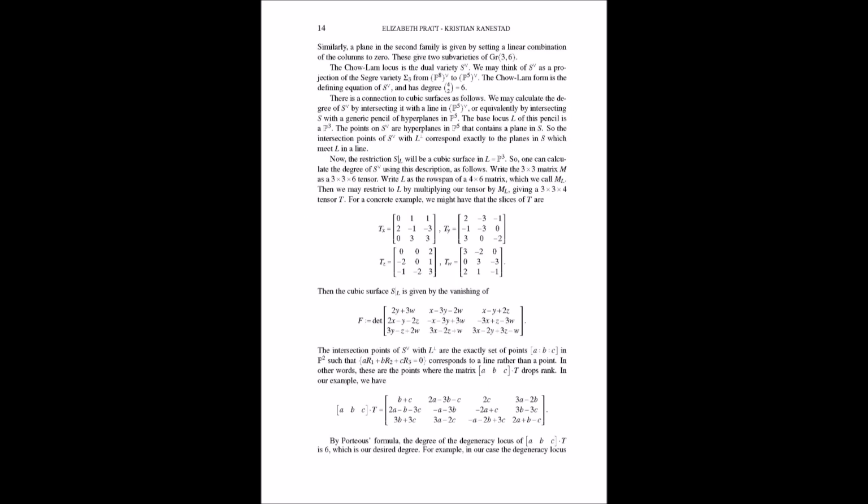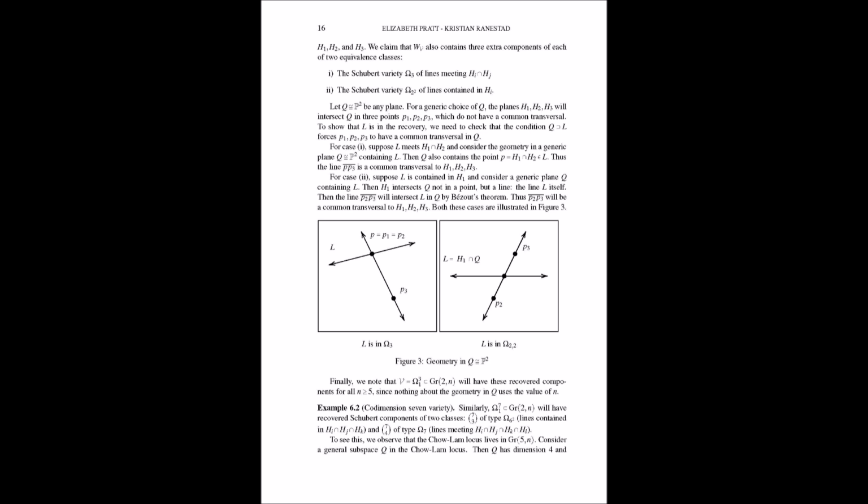Exactly. It's a very elegant and symmetrical configuration. And Pratt and Ranestad demonstrate how this double six structure emerges naturally when you analyze the Chow Lam recovery for a cubic surface. So the Chow Lam form is picking up on this subtle geometric arrangement hidden within the cubic surface. That's right. It's a beautiful example of how the abstract properties of the Chow Lam form are reflected in the concrete geometric features of a surface. It's amazing how these seemingly disparate concepts are all interconnected. It is, and it highlights the power of algebraic methods for uncovering these hidden connections.